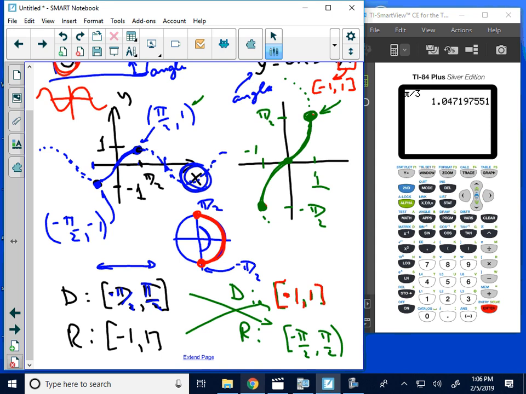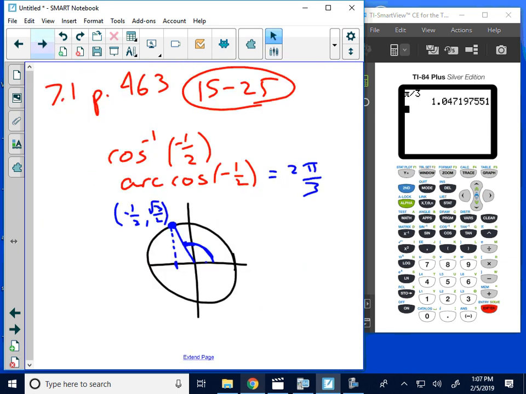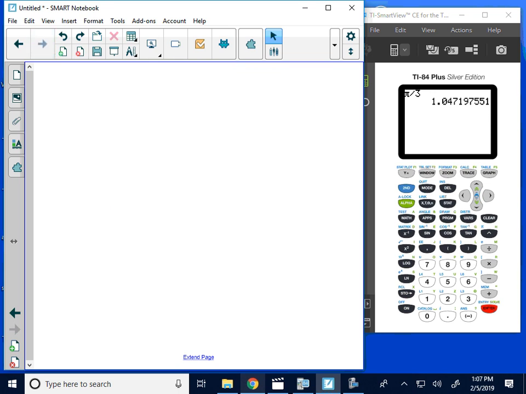And you're not allowed to put in 1.047. Okay, so just be careful. There's going to be some tricky problems like that. Okay, so we've done arc cosine, arc sine. Let's try an arc tan.